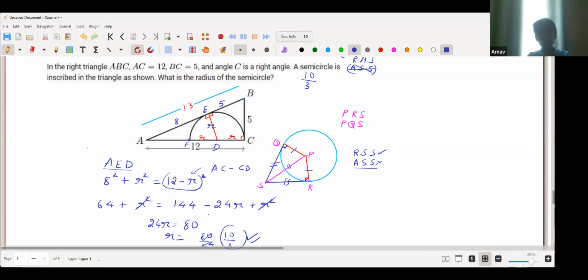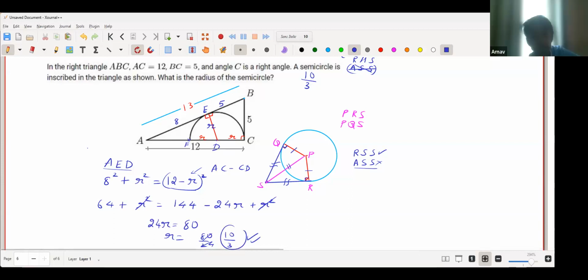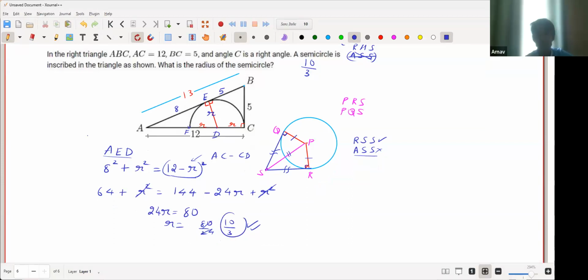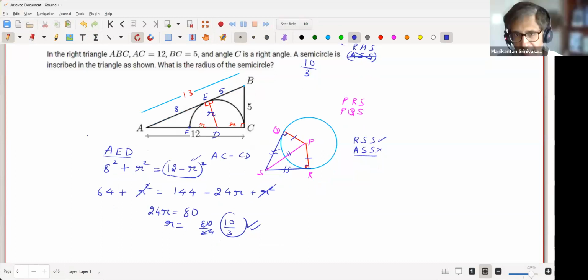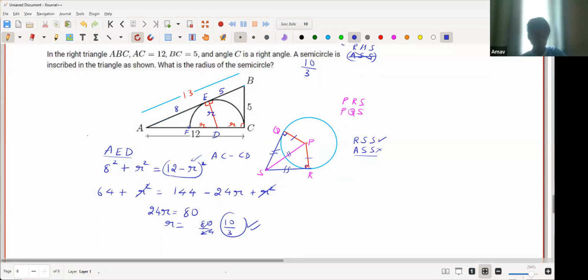So I got the same answer, but I did it in a slightly different way. Go ahead, Arnav. Can you explain what you did? I did the small triangle and a big triangle, like the relation you had taught us. Similarity. Okay. I took the small triangle, in this case AED, and the big one, ABC. So basically what I did was (12 minus R) divided by R is equal to 13 divided by 5.